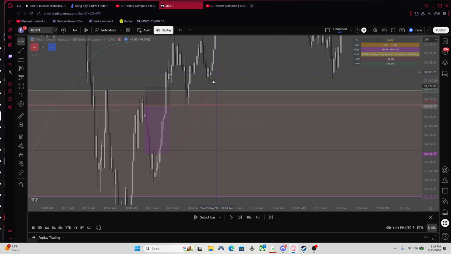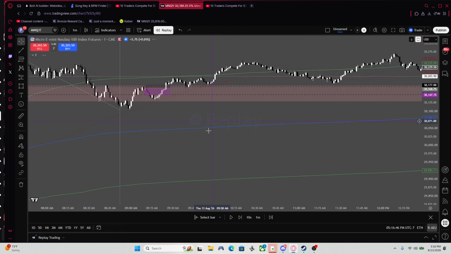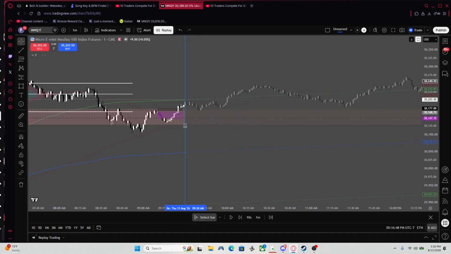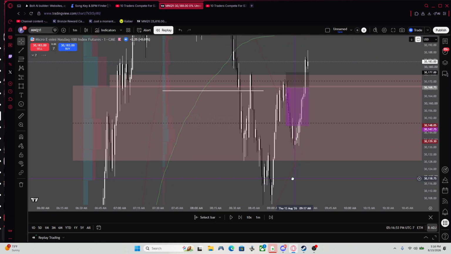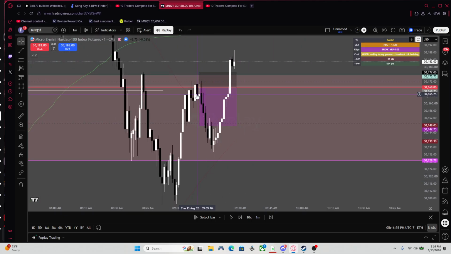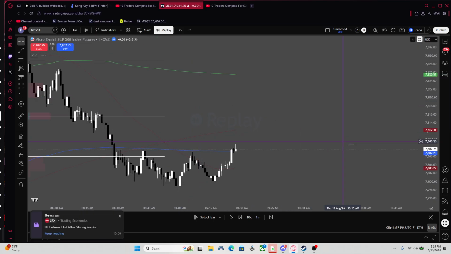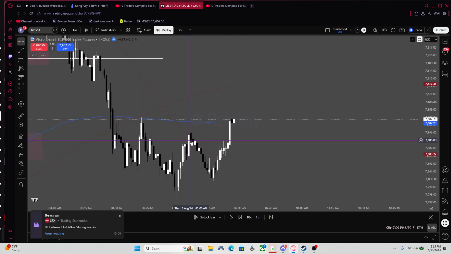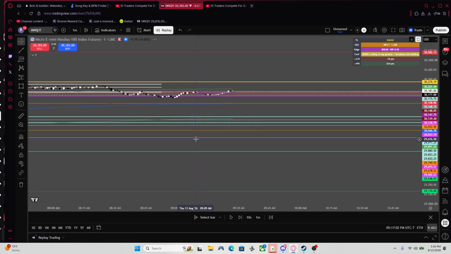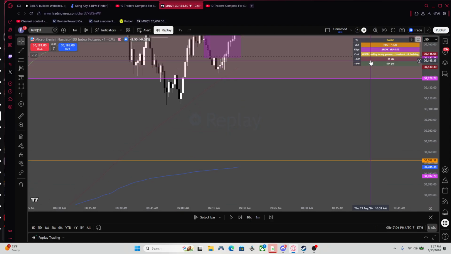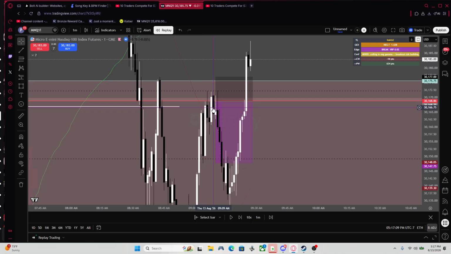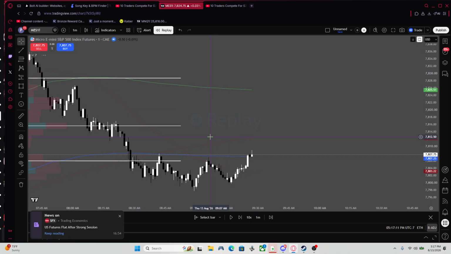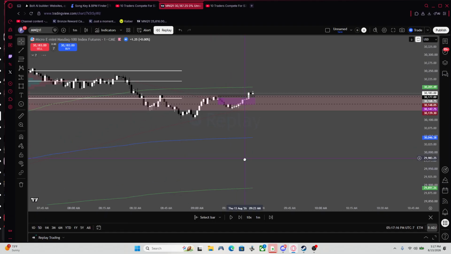Let's look at, actually, hold up. Let's go right here. So the high here is 909. And probably this would have been the best trade. 909, yeah. So there's an SMT right here on ES. As you can see, 909 is the high right here, and 906 is the high here.